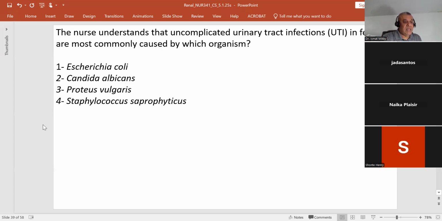Nurse understands that uncomplicated UTI in females is more commonly caused by which organism? And I also went over this many times. It was E. coli. E. coli, exactly. E. coli most of the time.